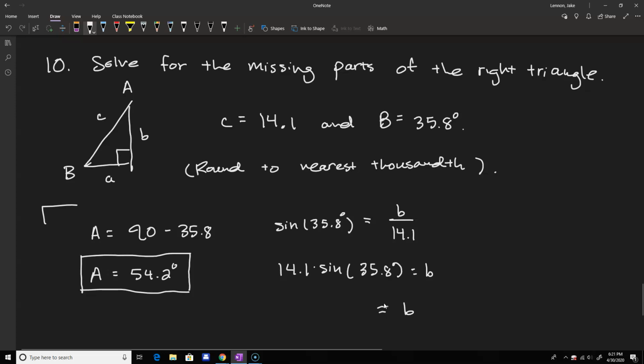So if we want to round that to 3 places, let's go ahead and put that in our calculator. If we do 14.1 times the sine of 35.8, we end up with 8.2479. Since the fourth decimal place is 9, we round that 7 to an 8. So our answer here would be 8.248. And that is the length of side b.